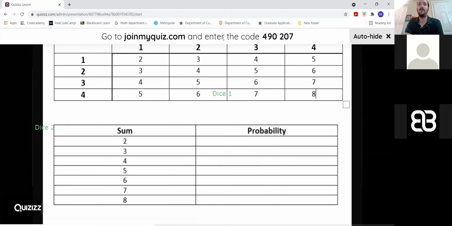But let's clear this. So hopefully your table looks something like this. Here are my drawings. And so we know the sums are going to go from 2 to 8. And now we want to fill out a probability distribution table. I think they said do a table or do a graph. We'll do a table. It'll be good enough.